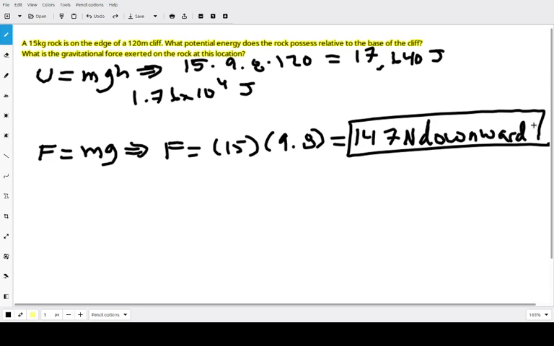Now, potential energy depends on height. Gravitational force does not. It's the same whether the rock is on the cliff or on the ground. The rock has a lot of energy stored, but gravity is pulling on it just as hard as anywhere else. So that's all that matters.